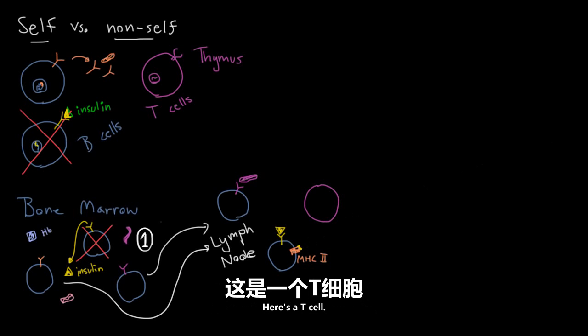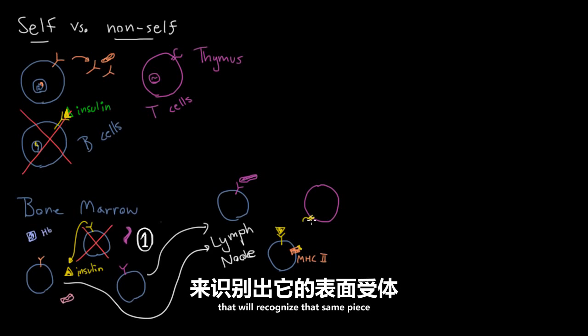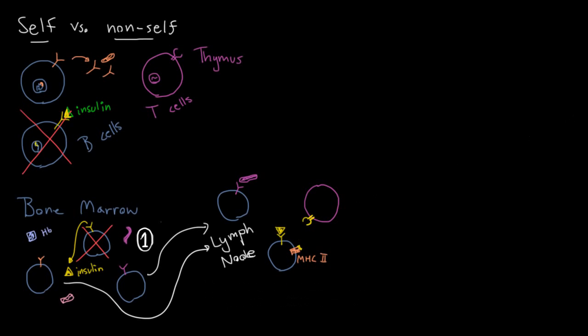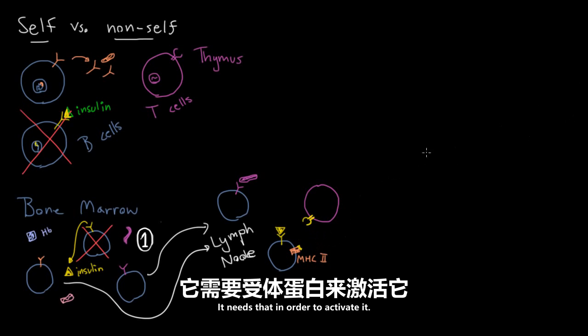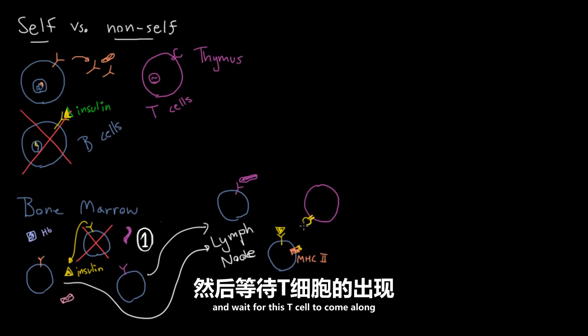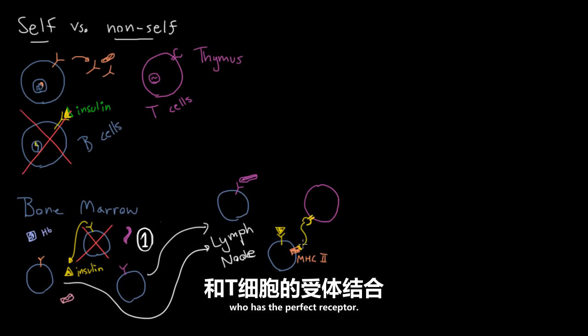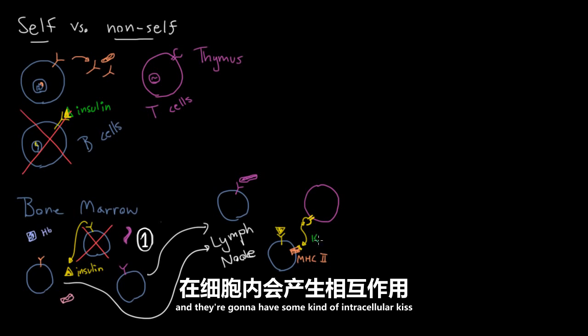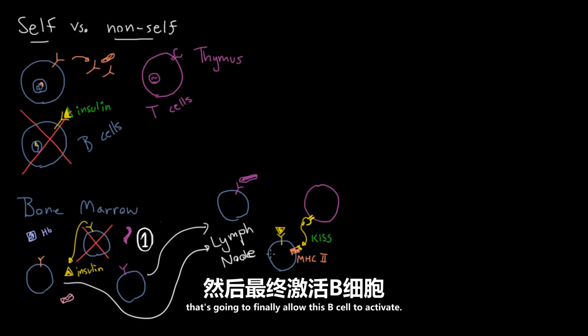So here's a T cell. And it needs a T cell to come along that will recognize that same piece that it's put there on its surface. And it needs that in order to activate. So it's going to sit there and wait for this T cell to come along who has the perfect receptor. And so here's that T cell. And they're going to interact, and they're going to have some kind of intracellular kiss that's going to finally allow this B cell to activate.